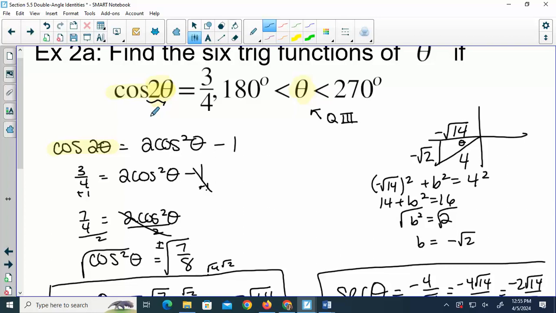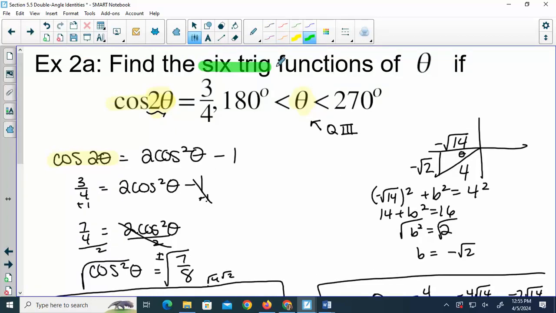So what's the point of realizing that theta is in quadrant 3, only regular theta is in quadrant 3 and not 2 theta? Because I asked you to find the trig functions of regular theta. I didn't ask you to find sine of 2 theta. If we had, for example, that same question, except 6 trig functions of 2 theta, then would we have to change the quadrant? Yes, we would need that to figure out what quadrant 2 theta was. Okay, so just make sure that matches with what it's asking for.